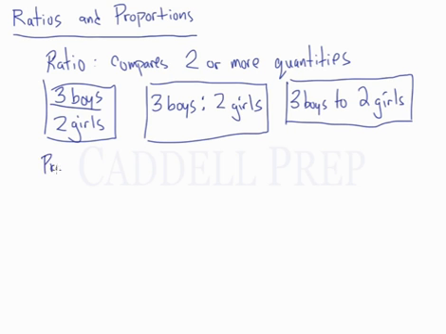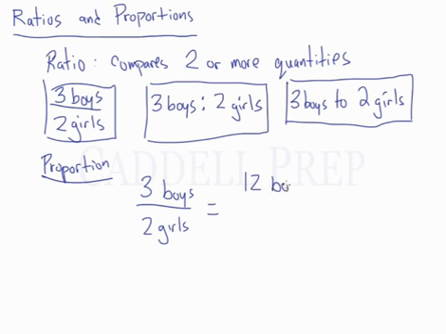Okay, now proportions state that 2 ratios are equal. So, an example of a proportion would be that 3 boys to 2 girls equals 12 boys to 8 girls. So these are equivalent fractions, equivalent ratios. And we can reduce this, obviously. If we divide this by 4, we'll get 3. Divide this by 4, we get 2, so we see that they equal.